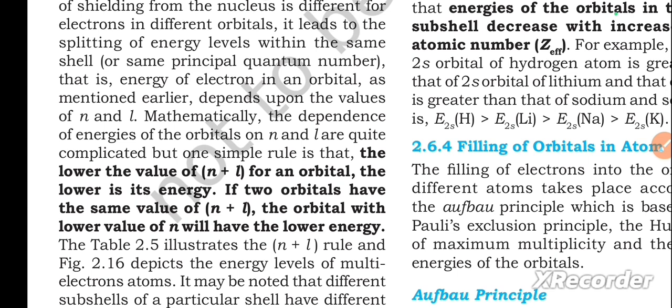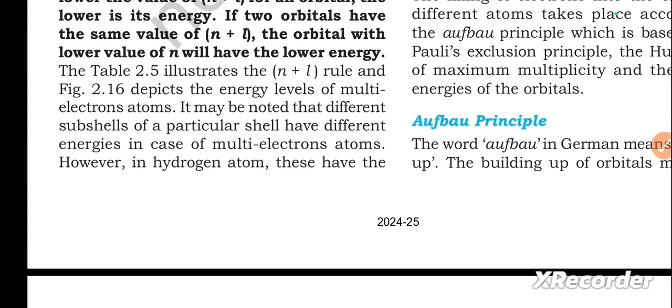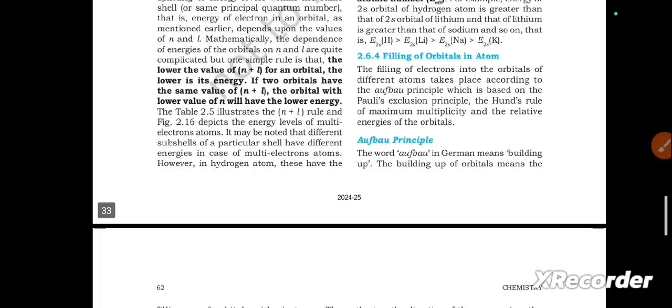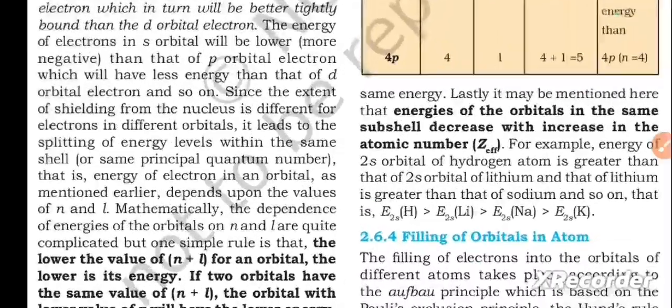If two orbitals have the same value of n plus l, the orbital with the lower value of n will have the lower energy. The table 2.5 illustrates the n plus l rule, and figure 2.16 depicts the energy levels of multi-electron atoms. It may be noted that different subshells of the particular shell have different energies in case of multi-electron atoms. However, in hydrogen atom, these have the same energy.